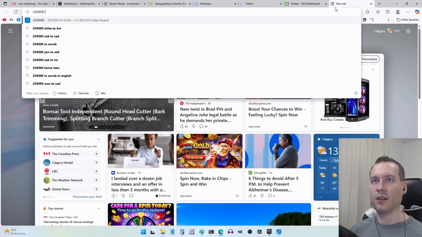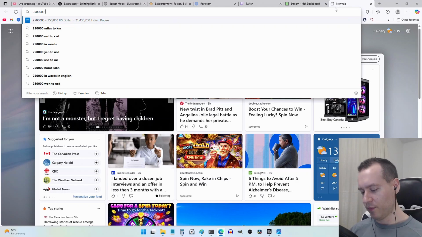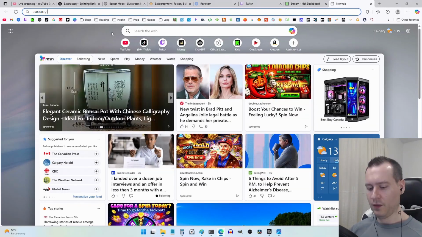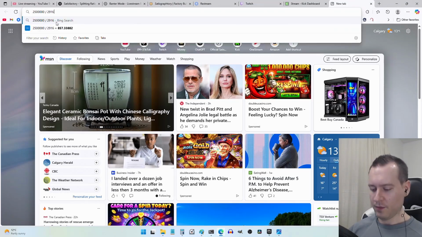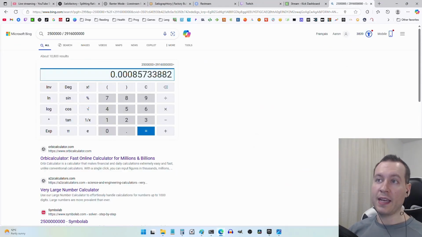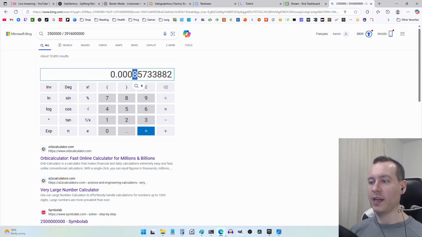I'll use my browser. Hopefully my browser will get the right value. It's 291.6 million, 291.6 million. 123, 123. So we have 8 10,000ths of an error every minute. That's not bad. That's acceptable.